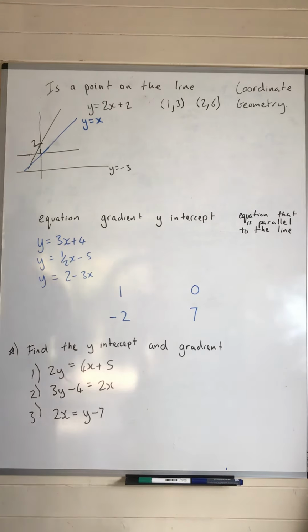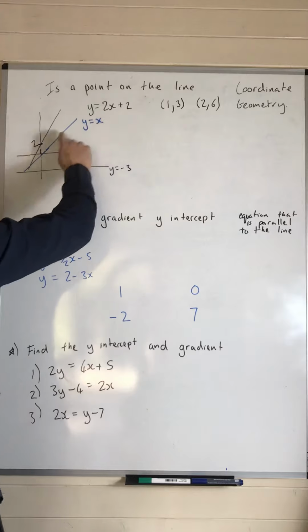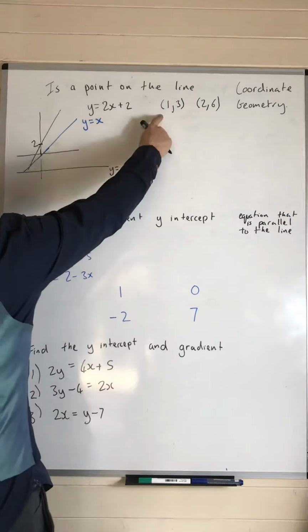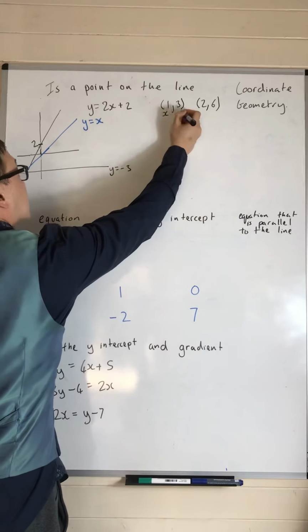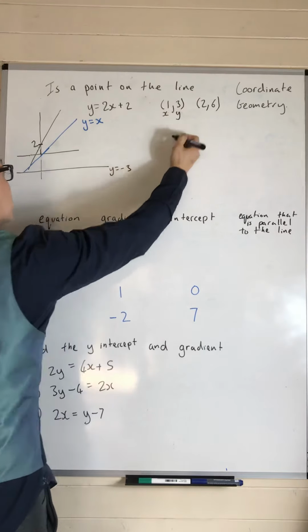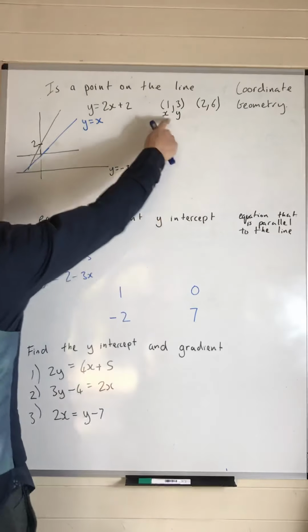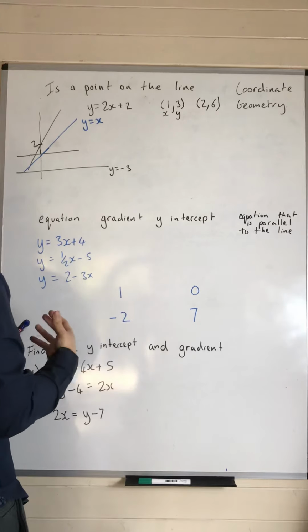So, section 1 is a point on a line. Here we've got y equals 2x plus 2, and I've made a sketch of it. Now there's a point, (1, 3) on this line. You remember 1 is the x coordinate and 3 is the y coordinate. So what we can do is substitute these values into this equation, and if it works, that means it must lie on the line.